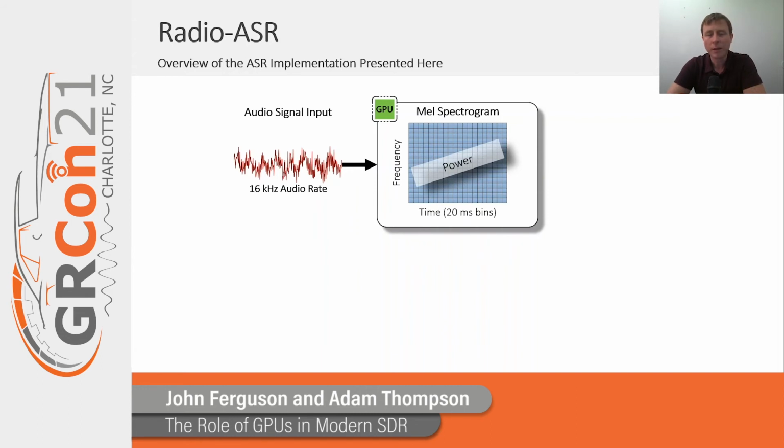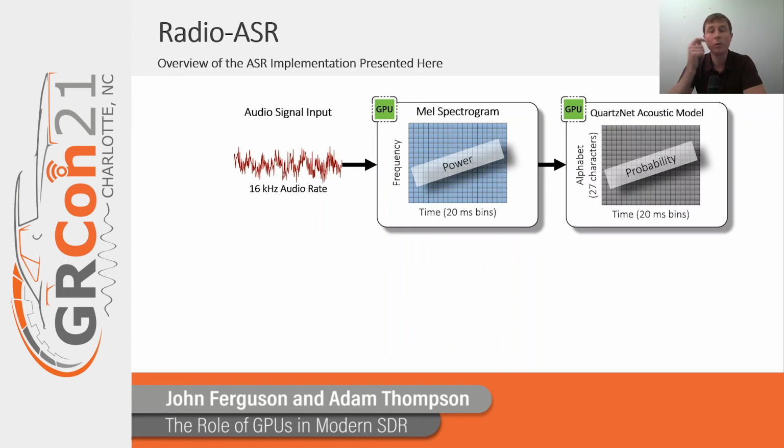And so it ends up being kind of like a log scale. So we go through the MEL spectrogram where we have frequency versus time. Each time bin is 20 milliseconds for this algorithm, and then the z-axis is power. Once we have our MEL spectrogram, we then go through QuartzNet.